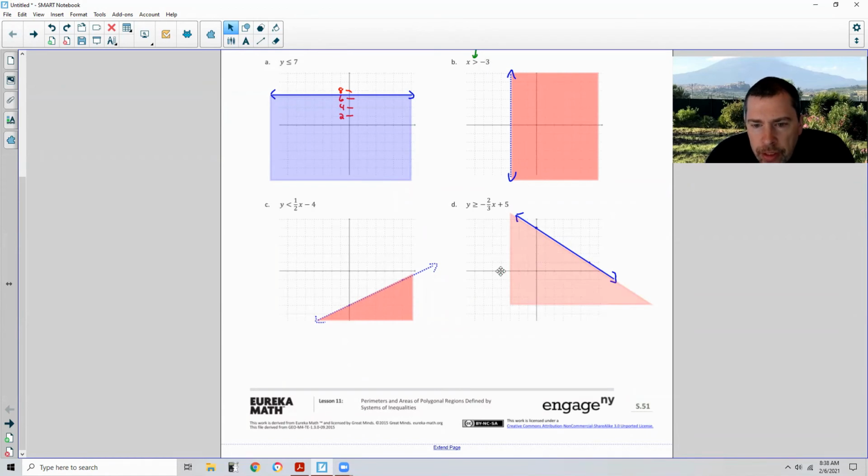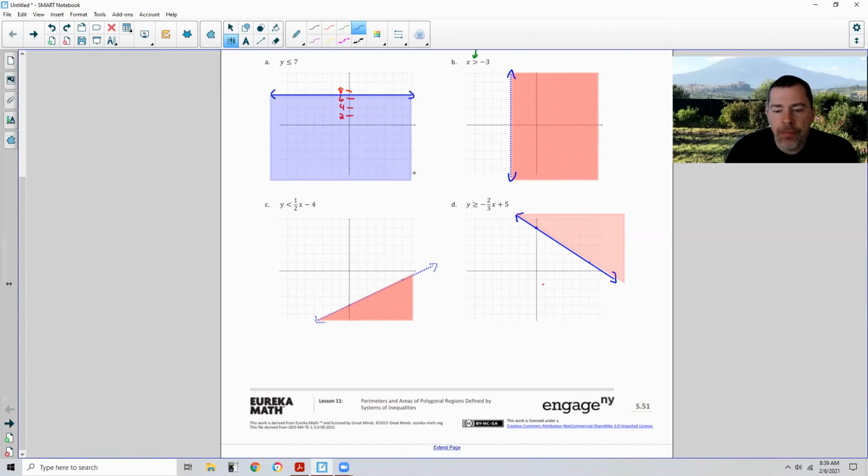I shaded the wrong side. Y is greater than. There, that's better. Greater than is above that line. So this is the equation, or the inequality, I should say: y is greater than or equal to negative 2/3 x plus 5. So if I picked a value over here, it'd be true. No matter what value, it would make this equation true. Plug in an x here, and I would get a y that is in that shaded region. Okay, so there's a quick review.